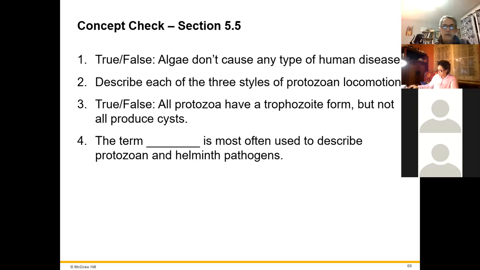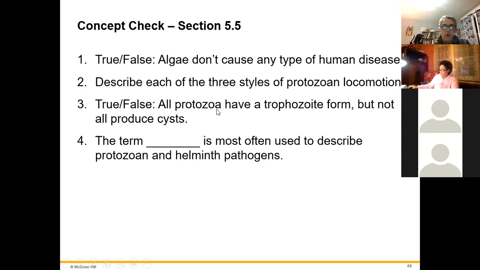Algae don't cause any type of human disease. Is that true or false? That is actually false. They can. There was actually in the Choptank River in Maryland a while back a Pfiesteria outbreak of algae that released a toxin, and people that were fishing in the water got sick from it. The 3 ways that protozoans can move are cilia, formation of pseudopods, or flagellum.